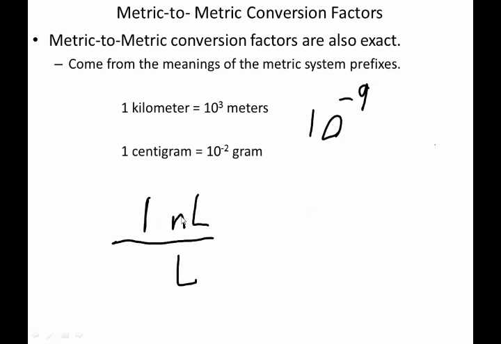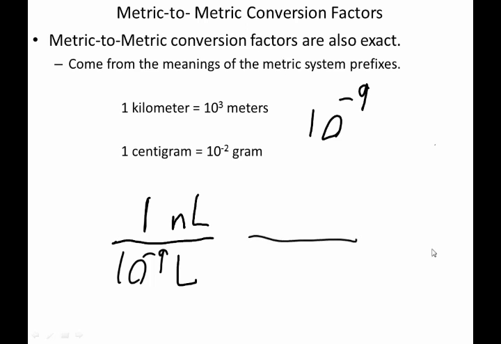So nano is up here, but I'm not going to put the definition of nano in front of it because that would be redundant. Nano already means 10 to the negative 9. I wouldn't put 10 to the negative 9 times 10 to the negative 9 equals 1. That doesn't make any sense. 1 nano, 10 to the negative 9 liter, equals 10 to the negative 9 liters, right? And this works the other way.